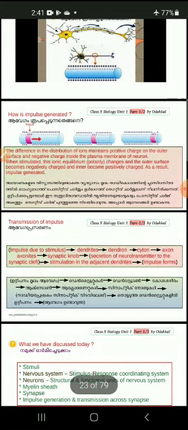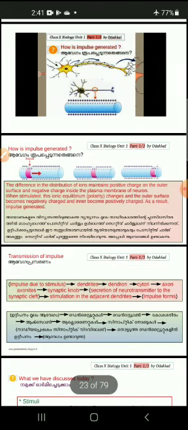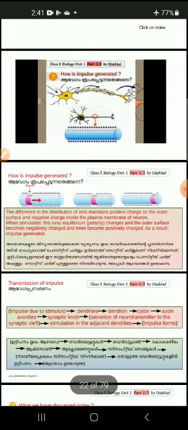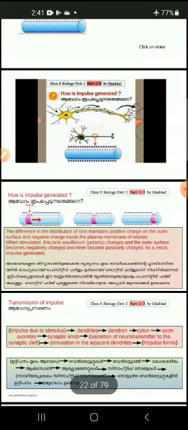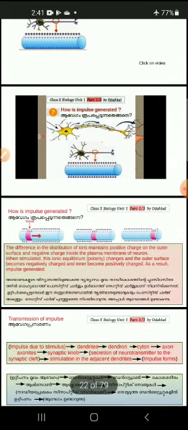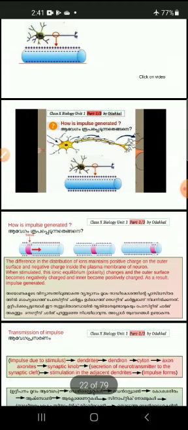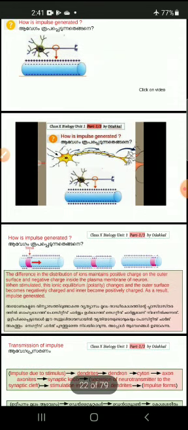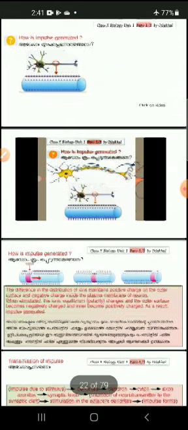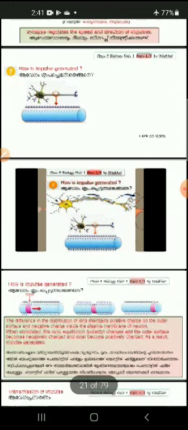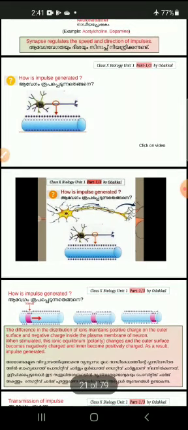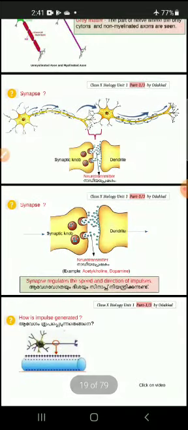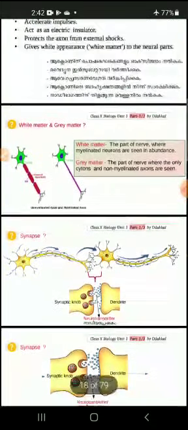Then the next 3 points will be discussed when impulse transmission between two neurons is asked in the exam. That is, when impulse transmission between two neurons happens, the first neuron's dendrite portion will receive the stimulus, then it passes through the dendron, cell body, axon, axonite, synaptic knob. When the impulse reaches the synaptic knob, a chemical substance will be liberated outside, and this chemical substance will carry the impulse on to the next neuron. There you have to study about the synapse and its function, that we will discuss in the next class.